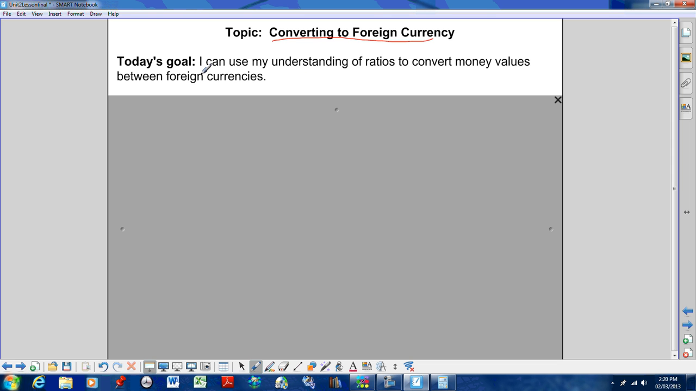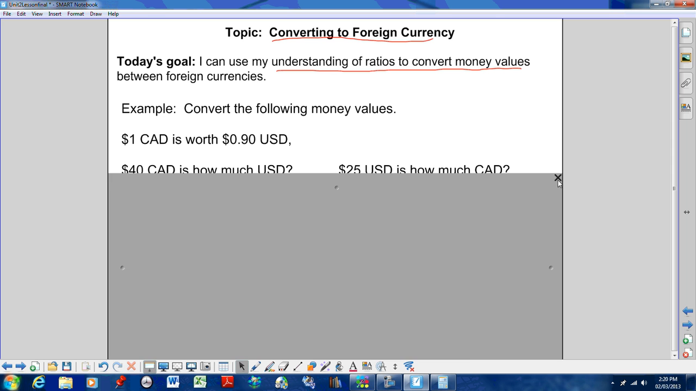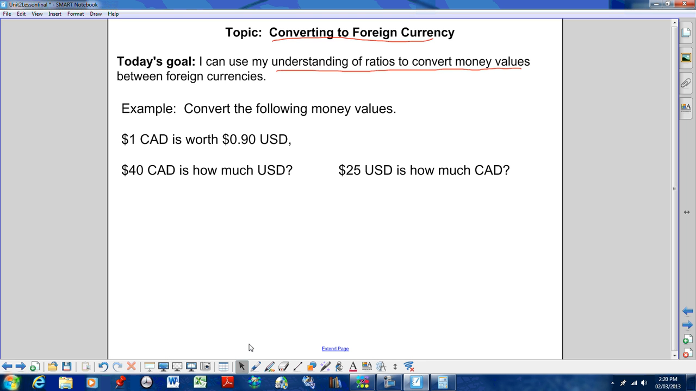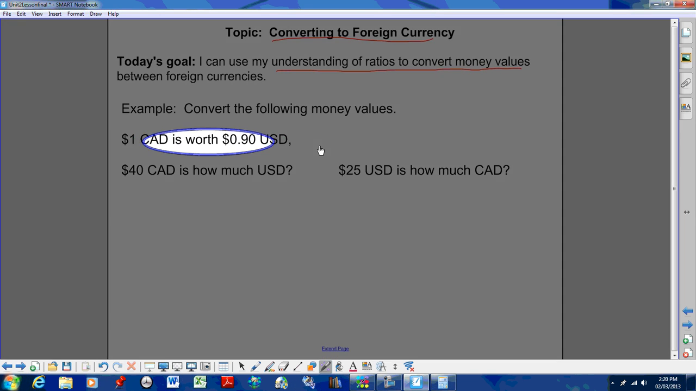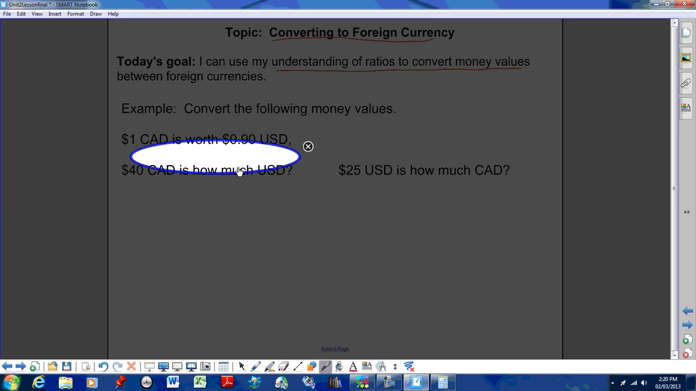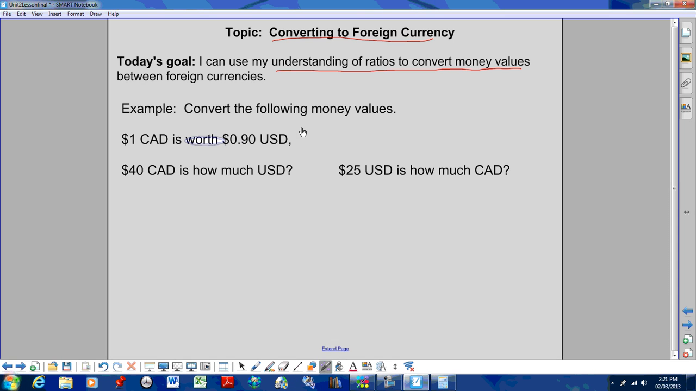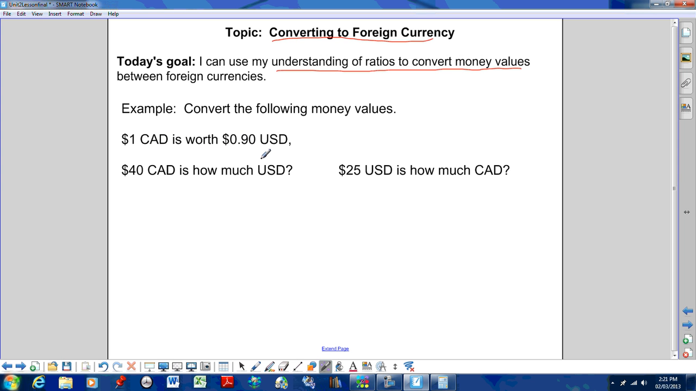So what's the goal today? I can understand how ratios convert money values. Okay, so that's what we're looking at today. So I have an example here, and for the example I want to convert money values. So for example, if the Canadian dollar right now, and you can look on the internet or look in the newspaper to find out what the Canadian dollar is trading at, for my example I'm going to have it trading at $1, or 1 Canadian is worth 90 cents US dollars.